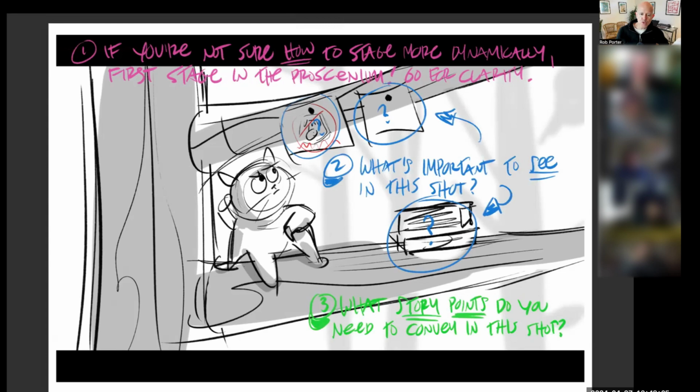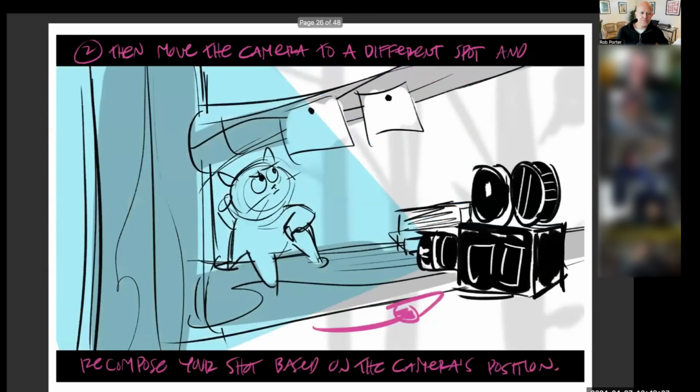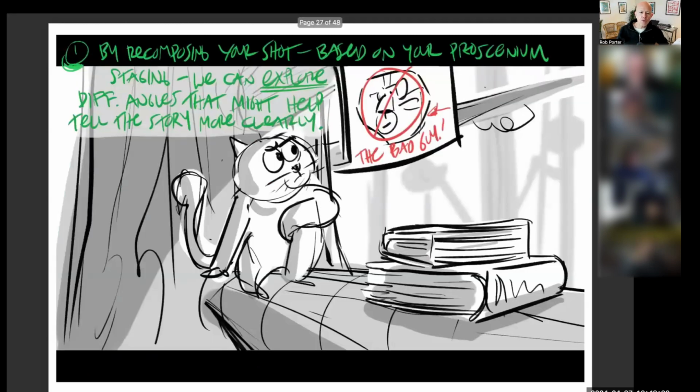What story points do you need to convey in this shot? So number 2, then move the camera to a different shot and recompose your shot based on the camera's position. So I want to be more dynamic. I want to look a little bit more on the cat and have, I think, these pictures and books closer to camera. So I'm recomposing the shot here. So I'm going from here to here.